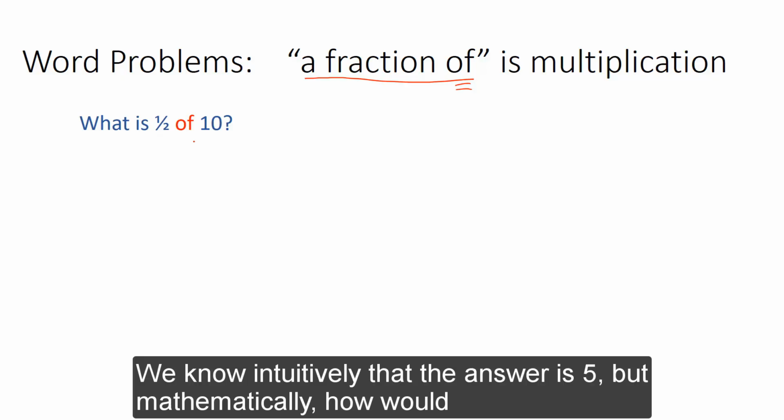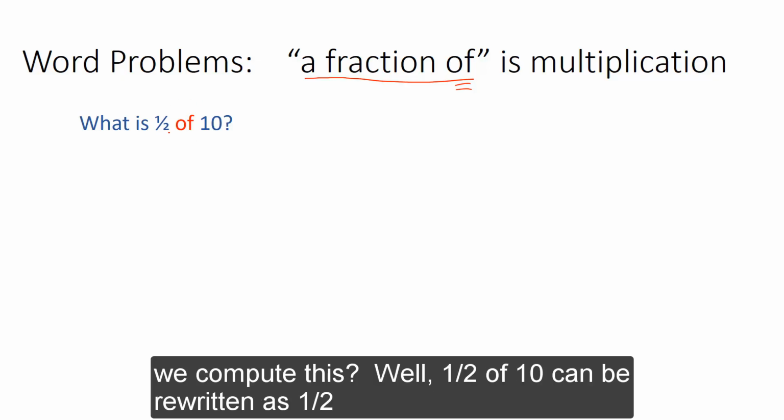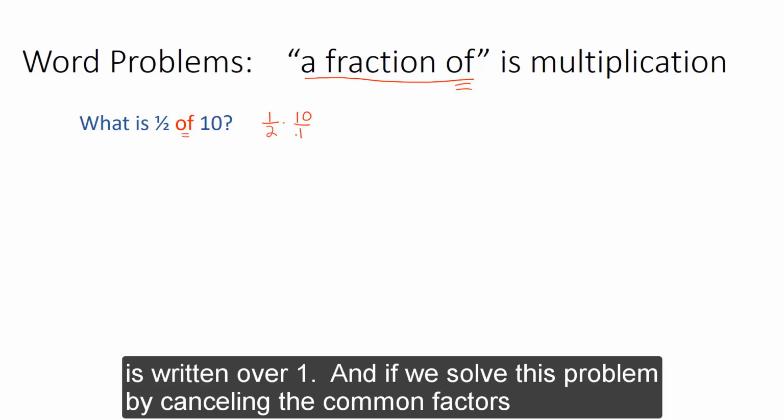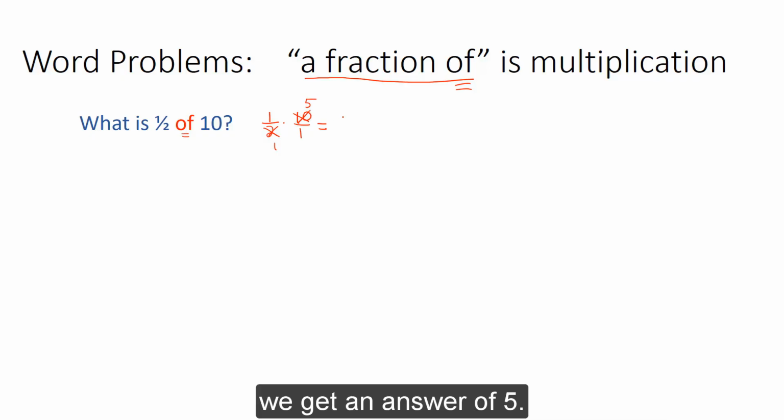But mathematically, how would we compute this? Well, 1/2 of 10 can be rewritten as 1/2 times 10. Remember, whole number is written over 1. And if we solve this problem by canceling the common factors, we get an answer of 5.